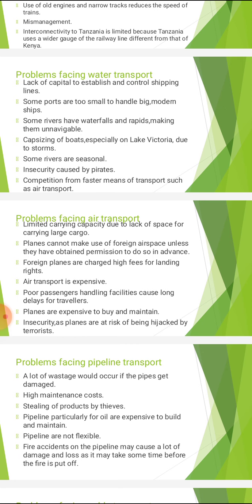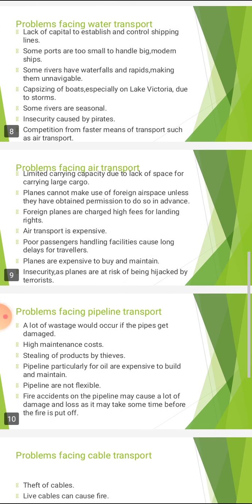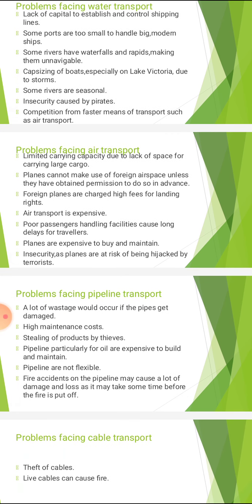Problems facing pipeline transport: a lot of wastage would occur if the pipes get damaged. High maintenance cost, stealing of products by thieves. Pipelines, particularly for oil, are expensive to build and maintain. Pipelines are not flexible. Fire accidents on the pipeline may cause a lot of damage and loss, and it may take some time before the fire is put off.